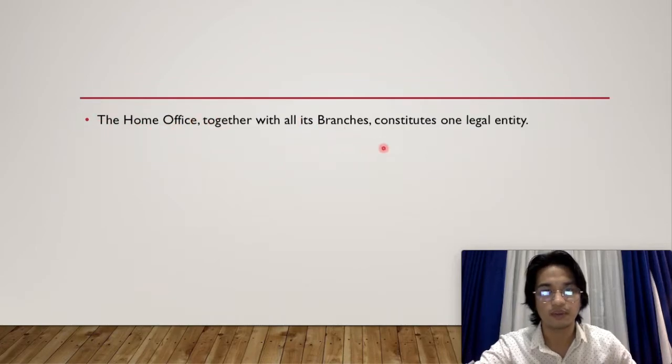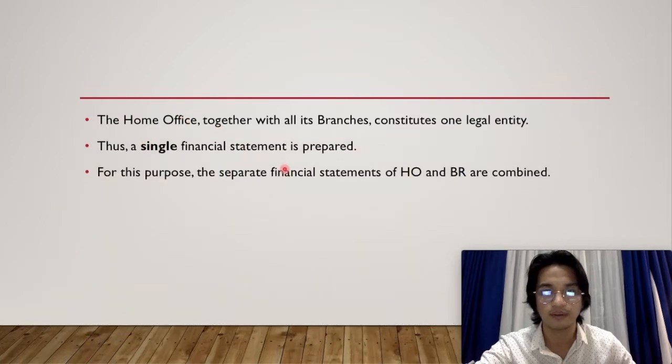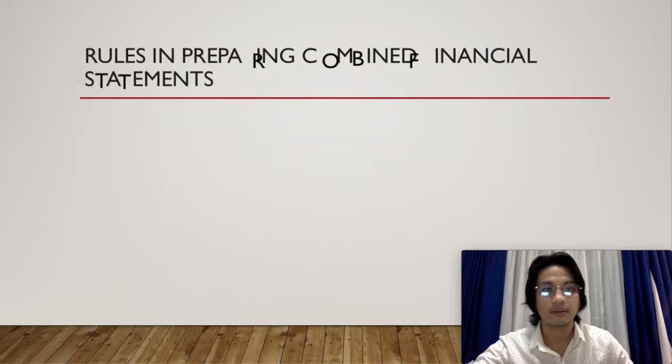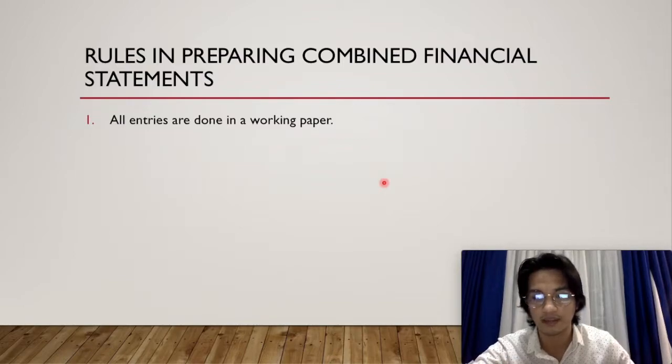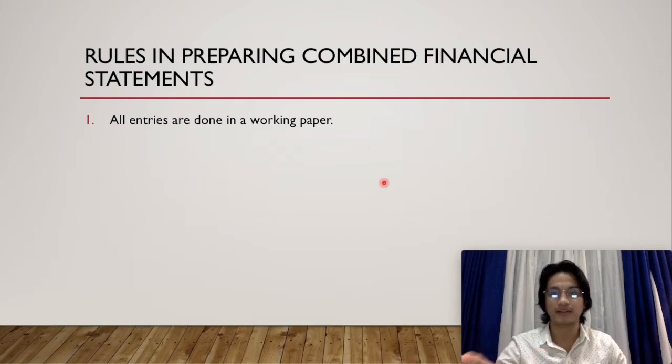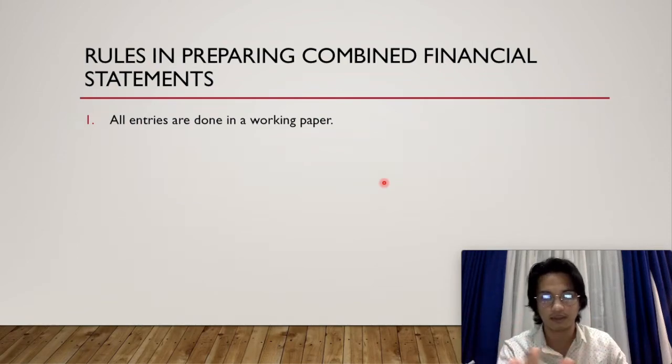Again, home office together with all its branches constitutes just one legal entity. So, a single financial statement is prepared, and for this purpose, the separate financial statements of home office and branch are combined. So, the rules: number one, these eliminating entries are all done in a working paper, meaning after you're done with the preparation of the combined financial statements, the financial statements prepared by each of these entities, the home office and the branch, still exist.